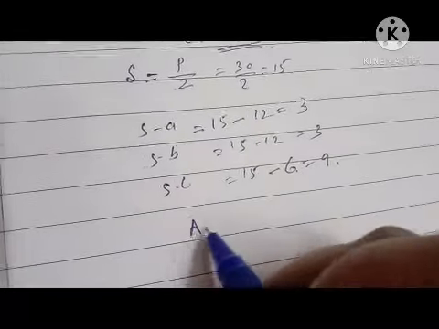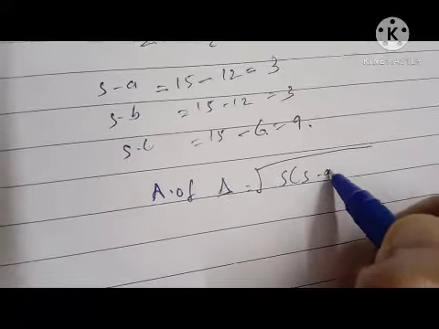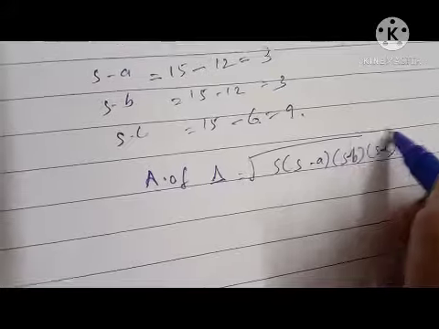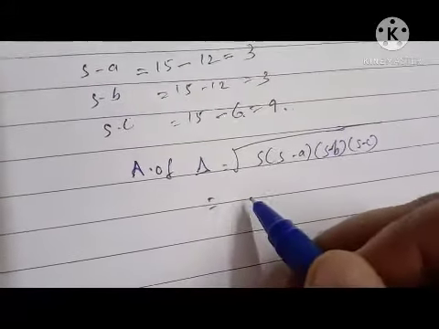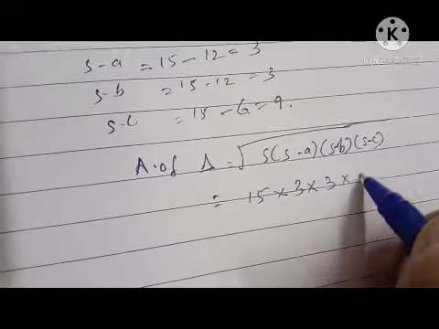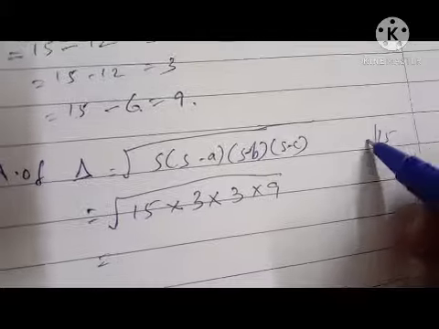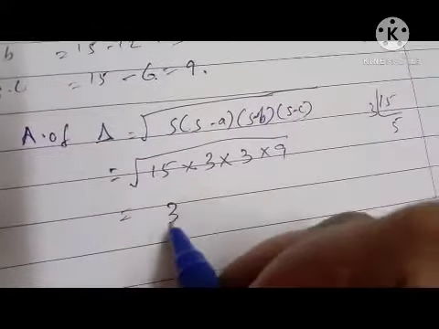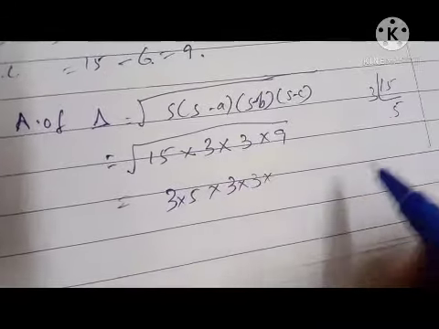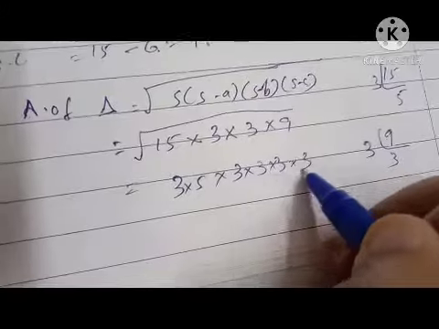Then we can write the equation for finding the area of triangle, that is root of S into S minus A into S minus B into S minus C. That is equal 15 into 3 into 3 into 9. Then we can prime factorize 15. 15 means 3 into 5. 3 is a prime number. This 3 is also a prime number. Then 9 we have to prime factorize, then we will get 3 into 3.